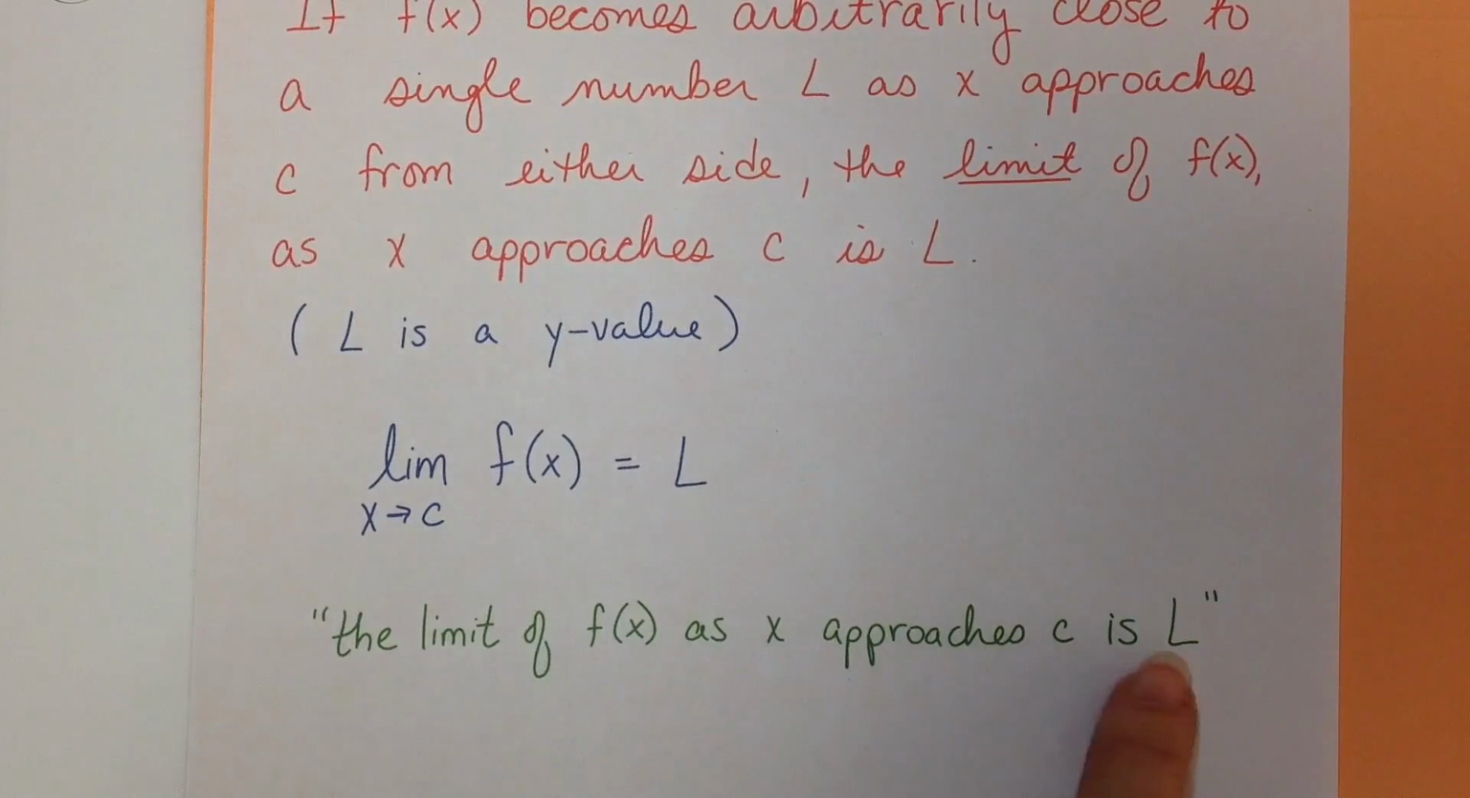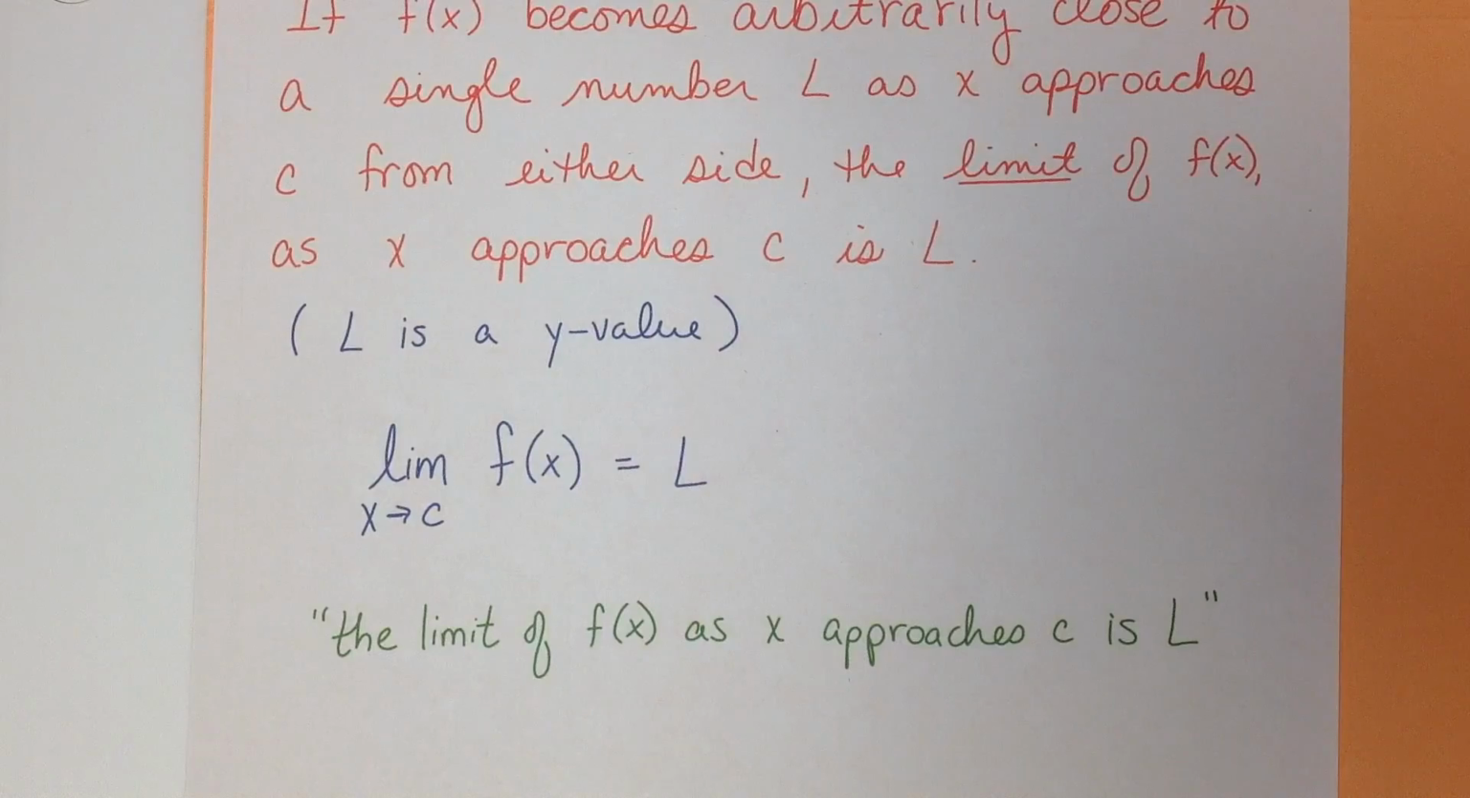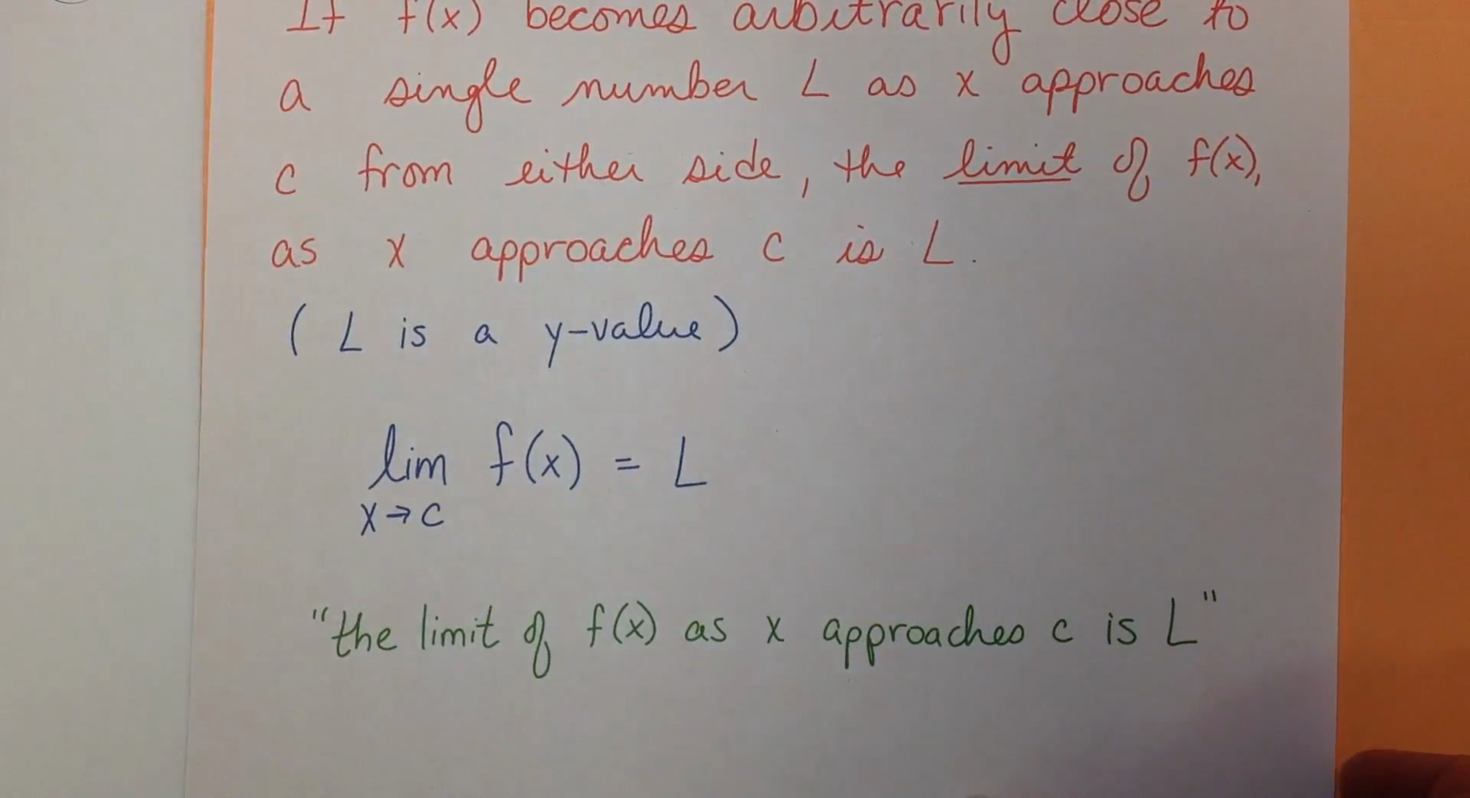So again, this is what I have down here. It's just how you would read it. The limit of the function, the limit of f of x as x approaches C is L. So that's just kind of dealing with your notation there.